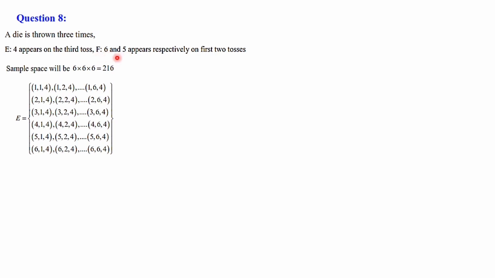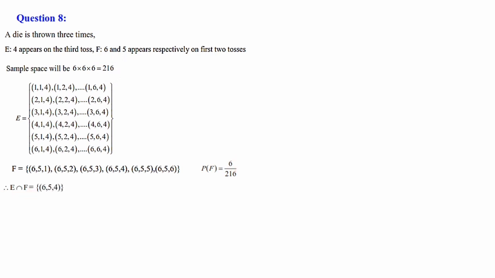Next, F: 6 and 5 appears respectively on the first two tosses. So here the first two elements 6 and 5 are fixed, and only the third element we need to consider. That is F is equal to 6 and 5 as the first two elements. So 6 5 1, 6 5 2, 6 5 3, 6 5 4, 6 5 5, 6 5 6, because a die has 6 faces numbered 1 to 6. First two elements are fixed. Then P of F is equal to, there are 6 elements, and the total number of elements in the sample space is 216. So 6 divided by 216.